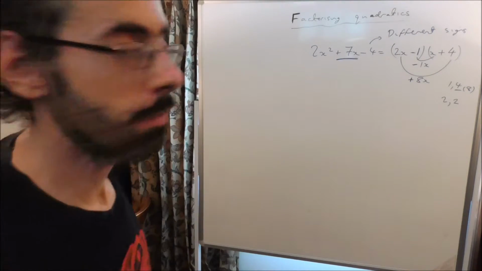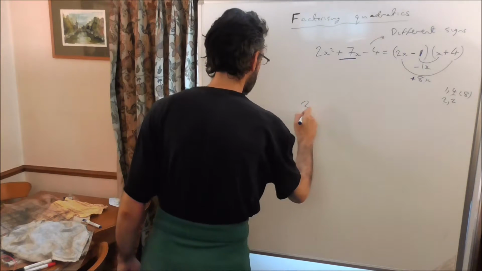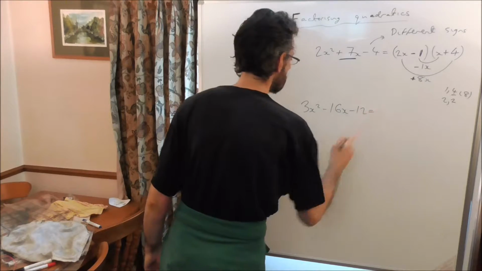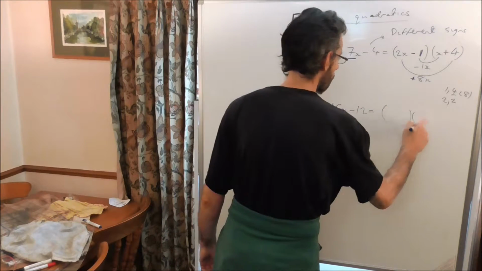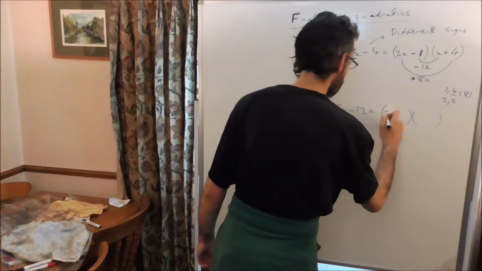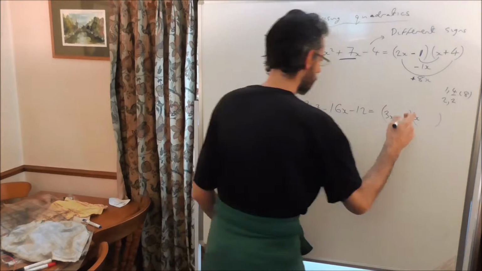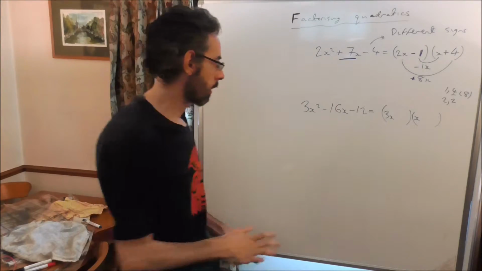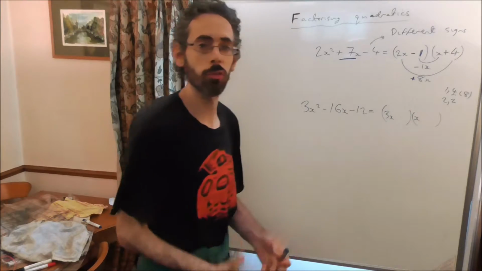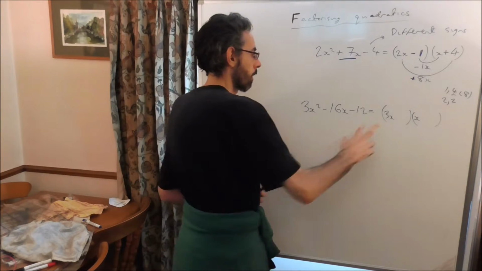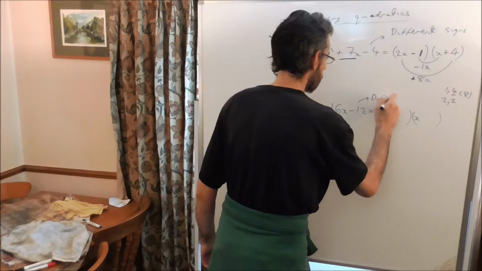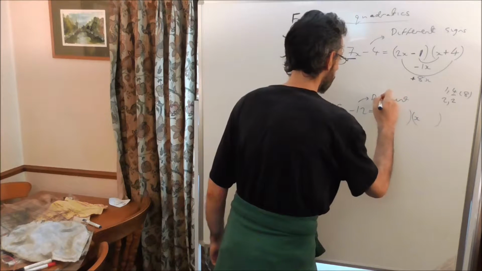Right, let's just do another example. 3x squared minus 16x minus 12. So again, double brackets. To get 3x squared this time, we need 3x and x at the start of each bracket. 3x times x is 3x squared. And again, we've got a negative number here, which again means the numbers in the brackets will have different signs. For the numbers in the brackets to have a negative product, they must have different signs. One's going to be positive and one's going to be negative. So I'll just write that again, different signs.